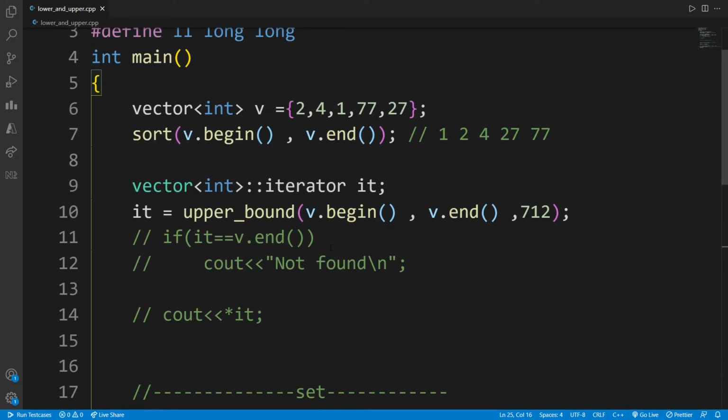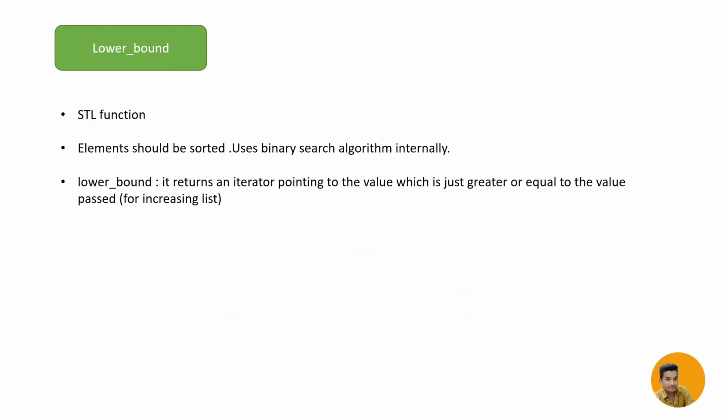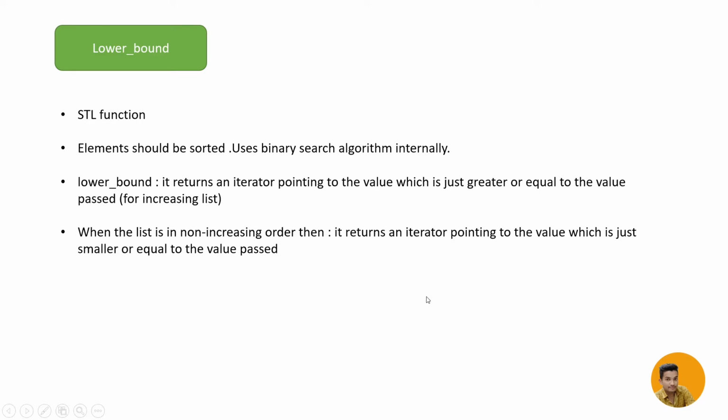And now we will see this in case the list is sorted in decreasing order. That means it is not in increasing order, it is in non-increasing order. In that case, lower bound returns an iterator pointing to the value which is just smaller or equal to the value passed.